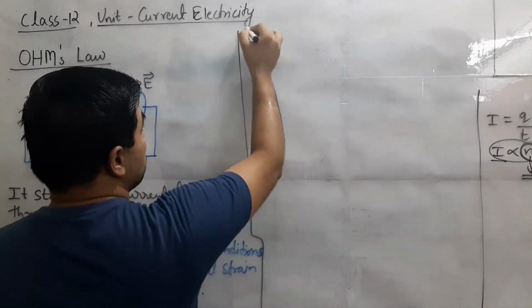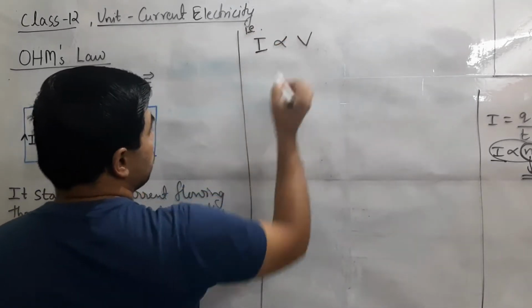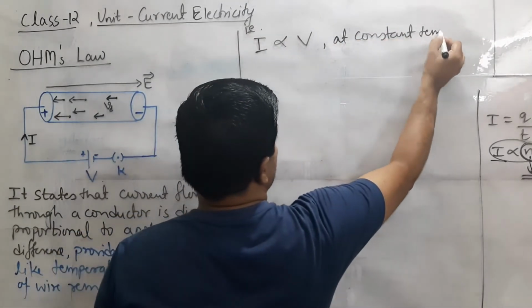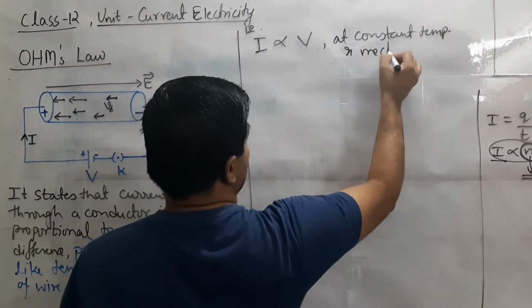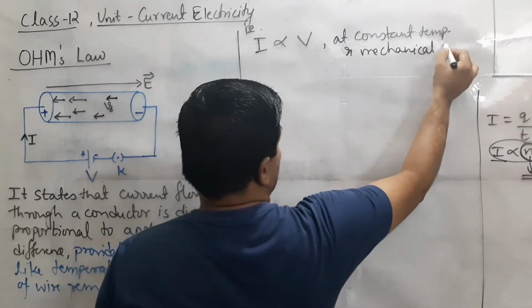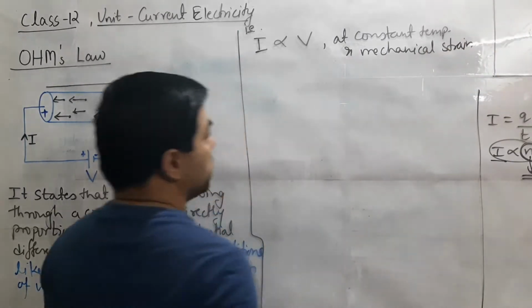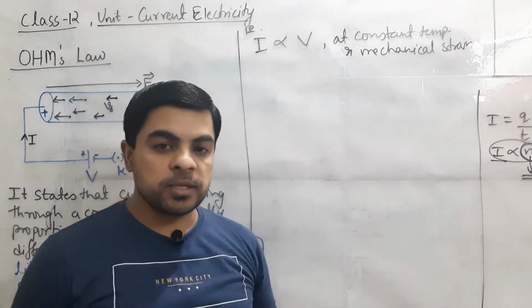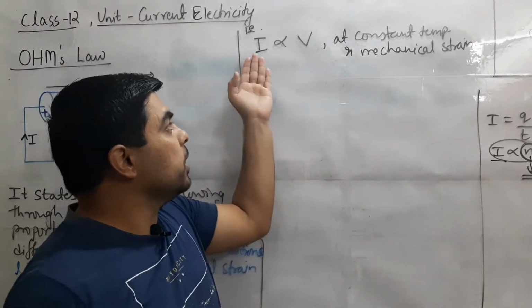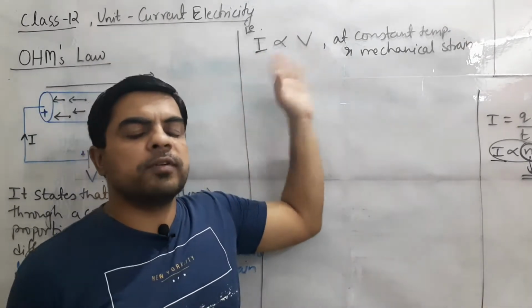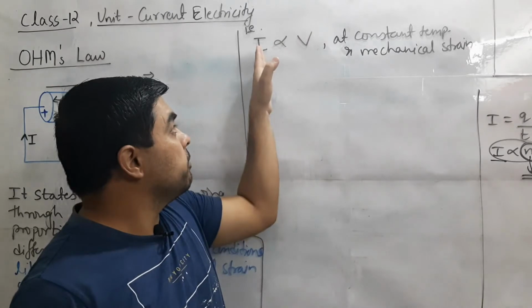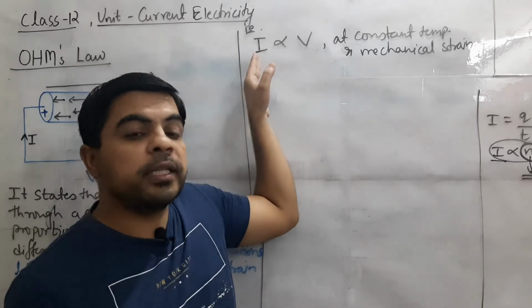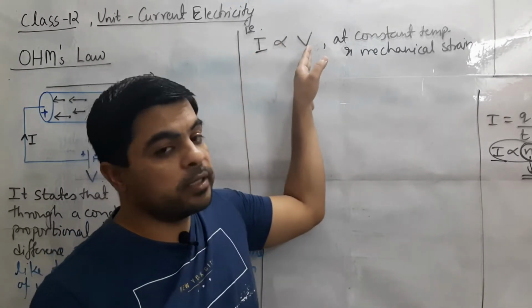According to law, that is I is directly proportional to V, and the condition is at constant temperature and mechanical strain. One more important thing here we should take care of, that whenever we are writing this proportionality relationship, always it is written in the form of effect is directly proportional to cause or inversely proportional, whatever is the relation. Whenever we are writing the type of proportionality, we have to write in left side there must be effect and on right side there must be cause.